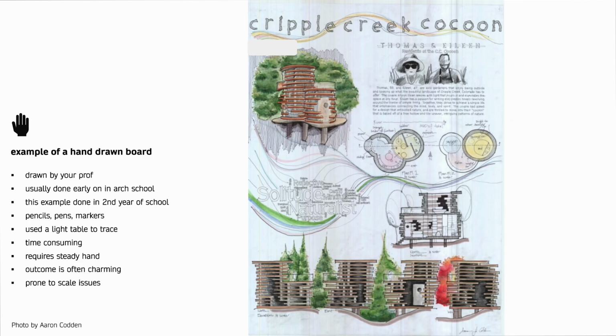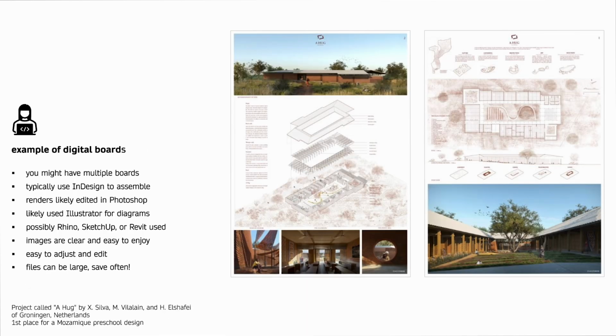It could be printed like this. You've seen this in the last video. This was drawn by me in my second year of school using pens, pencils, and markers. I used a light table like tattoo artists do to trace some items I sketched out, so I didn't have to all freehand it on one piece. I could just trace. This requires a steady hand and often takes much longer than a digital board.